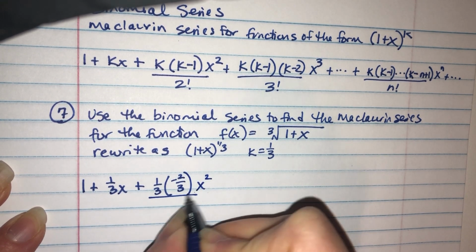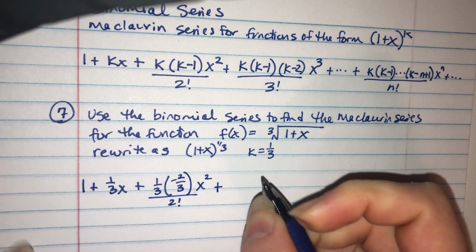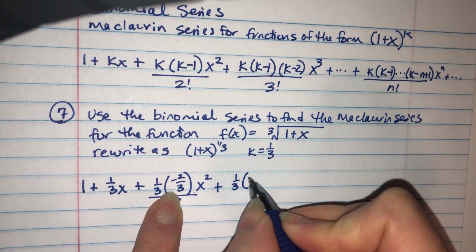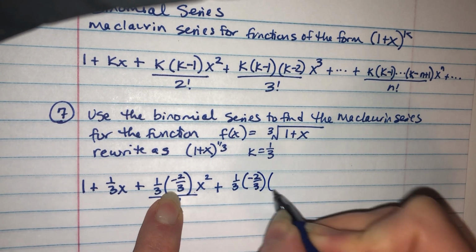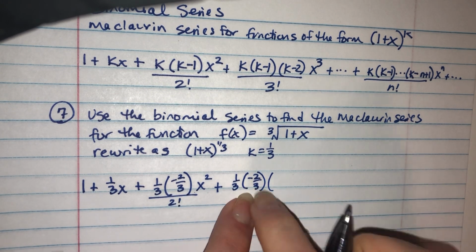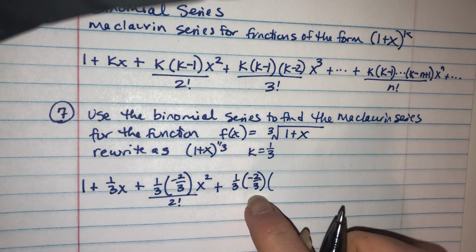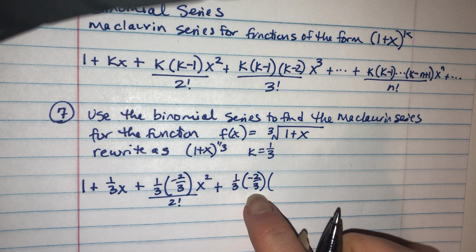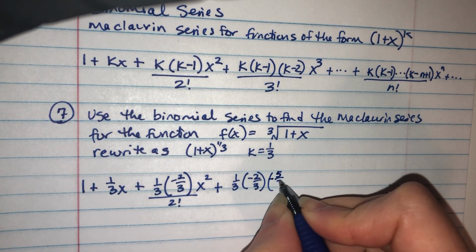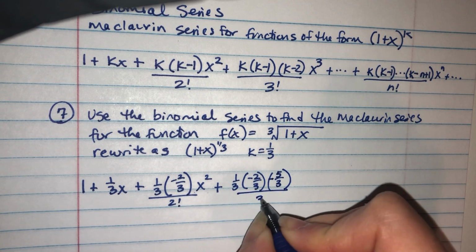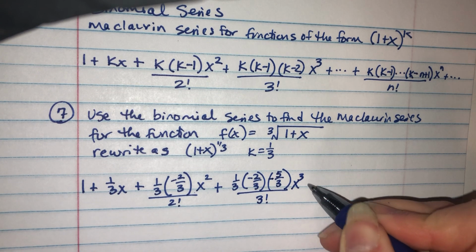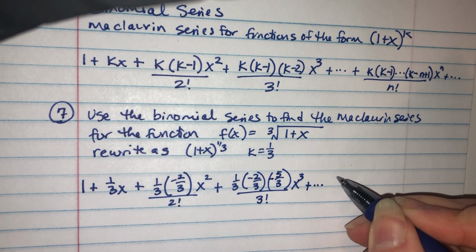X squared over 2 factorial plus, next I have k, which is 1/3, times that same k minus 1, which we just got, negative 2/3, times k minus 2. So I subtract another 1 from the value that I have right here. Negative 2/3 minus 3/3 would be negative 5/3 over 3 factorial times x cubed plus dot dot dot.